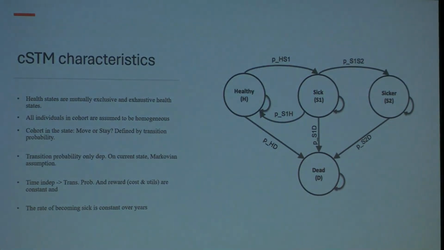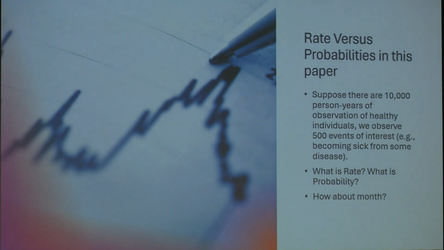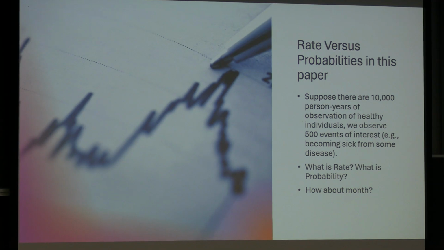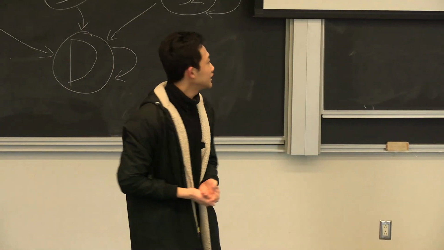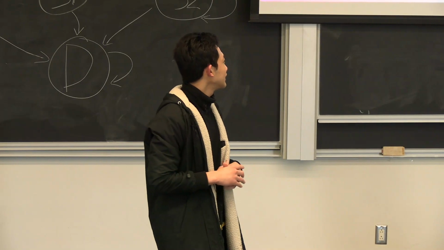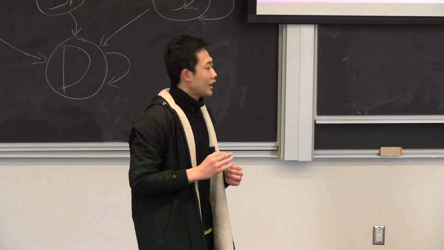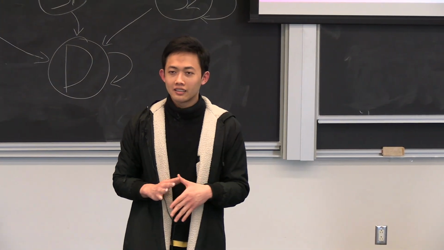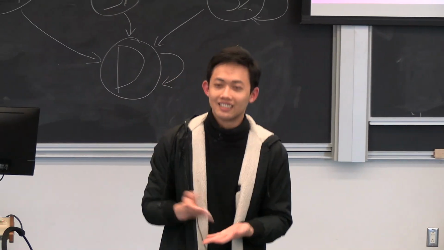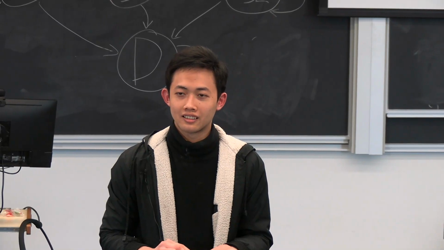And we want to define the meaning of rate versus probabilities in this paper, because it's different from what some people have already learned. So suppose there are 10,000 person years of observation, and we observe 500 events of interest, which in this case is becoming sick from a disease. So can anyone guess what the rate is and what the probability is? The probability is 5%?